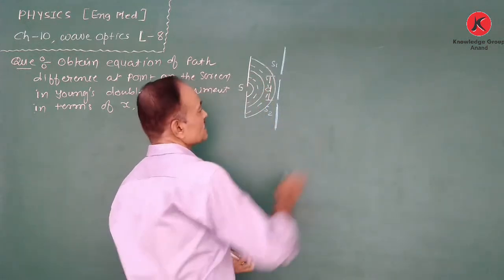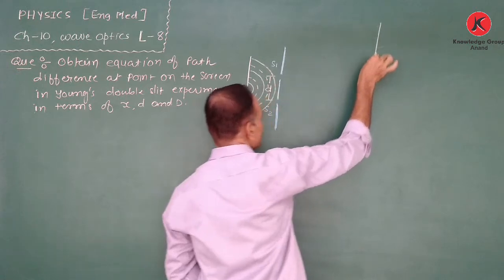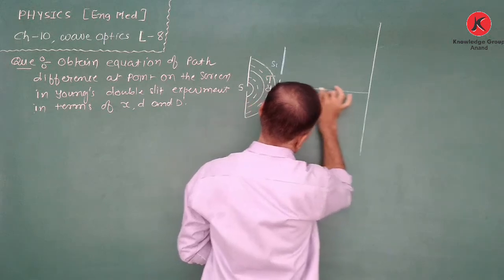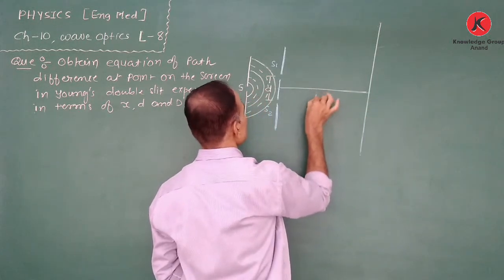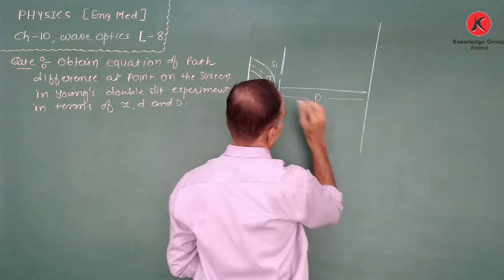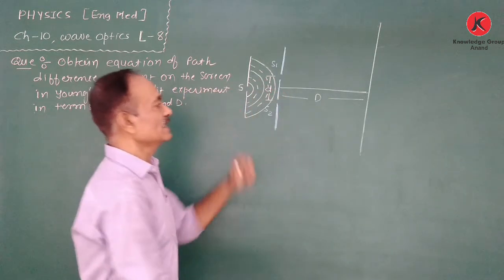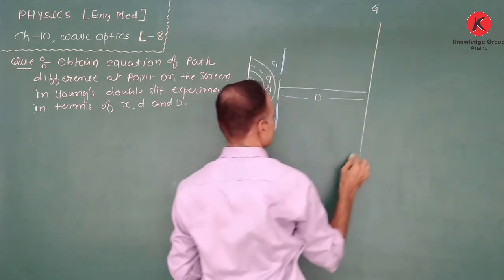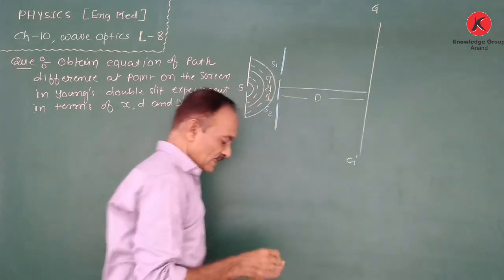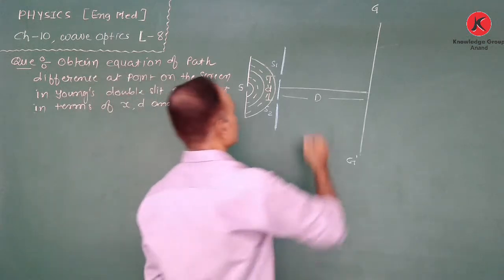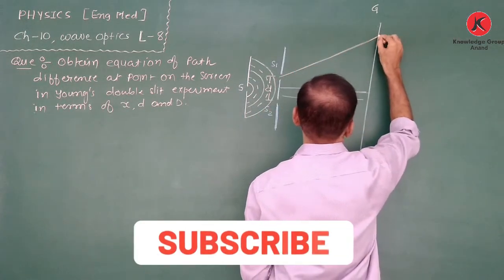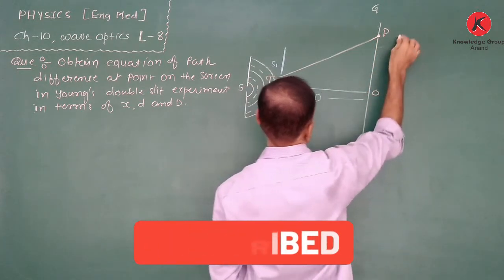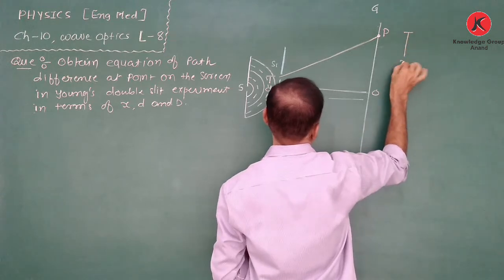Now the screen is this, which is at a distance capital D from the slits S1 and S2. This distance D is along the perpendicular bisector. The screen is GG dash. The waves from S1 and S2 superpose at point P. The point P is at x distance from O.